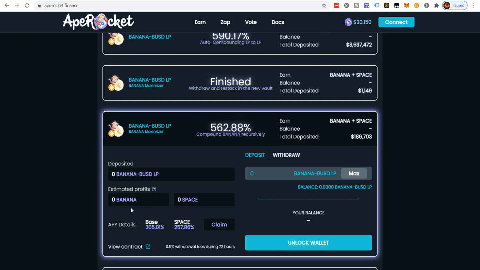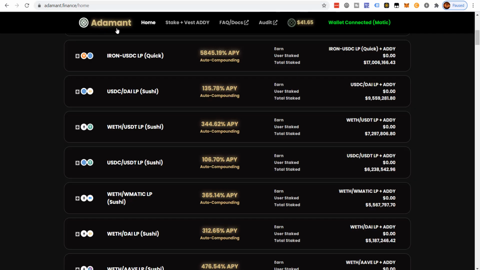So you don't just get the Banana token, you also get the space token, which is another native token. And the space token currently has a value in this case of $20. So that's where you get these yields from. That's why they can be so high. A lot of these farms can get quite creative. In fact, one of the more creative I've seen is Adamant Finance. I'm going to be talking about them in another video, but they're creative.